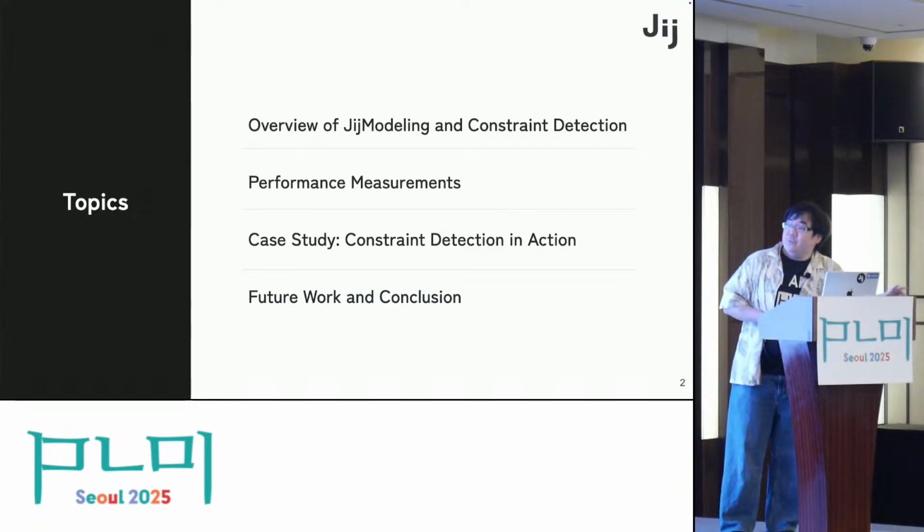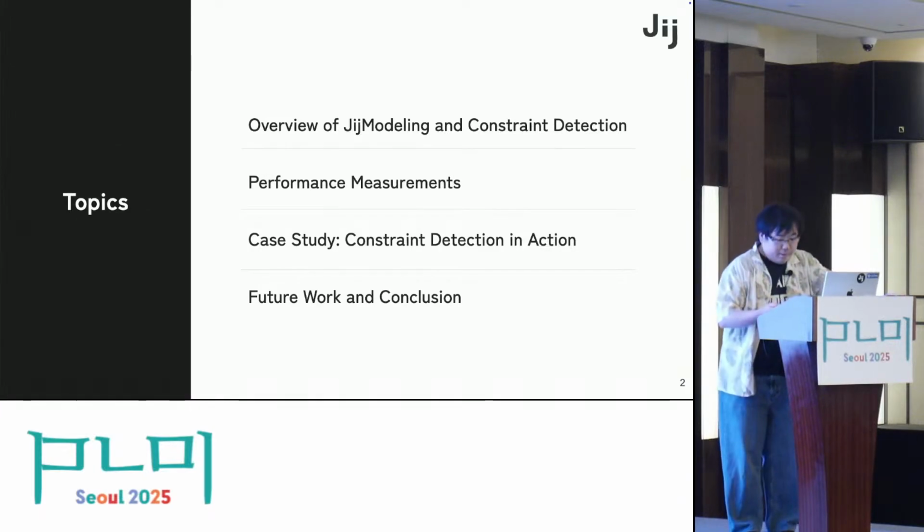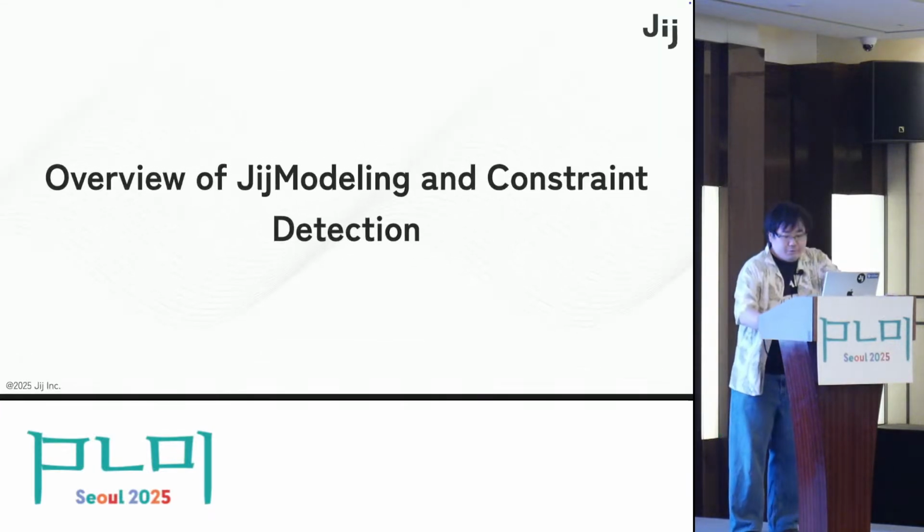First we skim through an overview of our product JijModeling and the problem of constraint detection, and see some performance measurements, and then introduce some heuristic lessons learned from our implementation. Okay, so let's start with the overview.